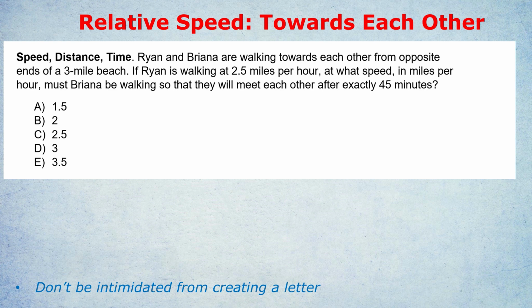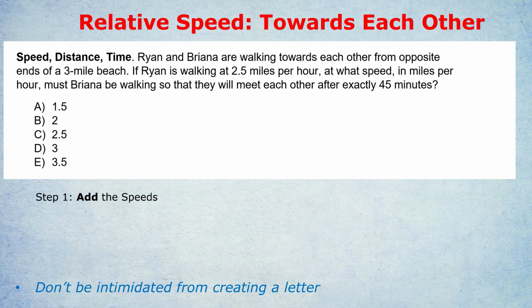Let me show you how we're going to use the same 2 or 3 steps, just like before. Nothing's different really. Just a letter instead of a number. Okay, what was step 1? Remind me? Adding the speeds. So we know Ryan's going at 2.5 and Brianna we don't know. So let's call her B.